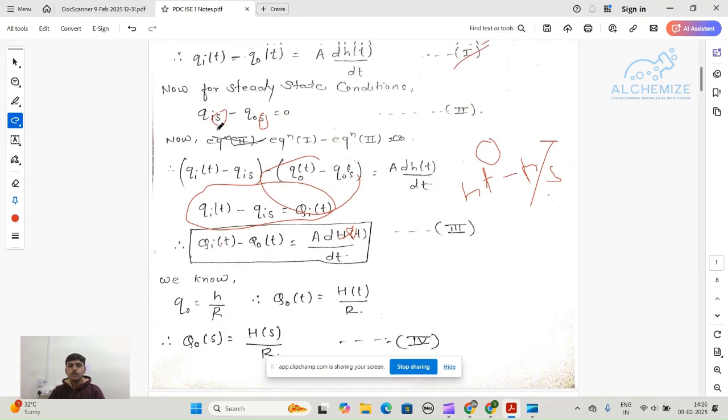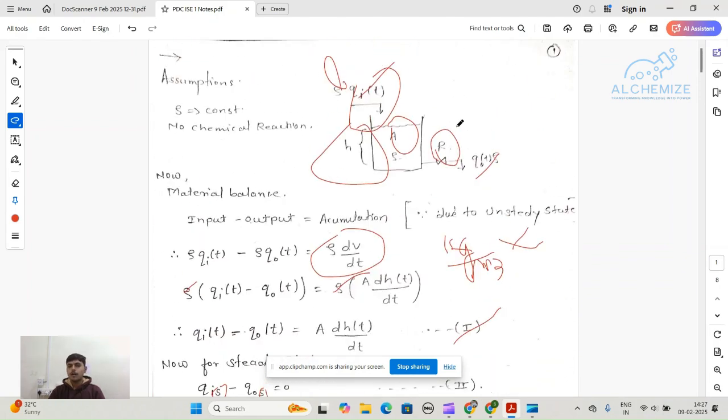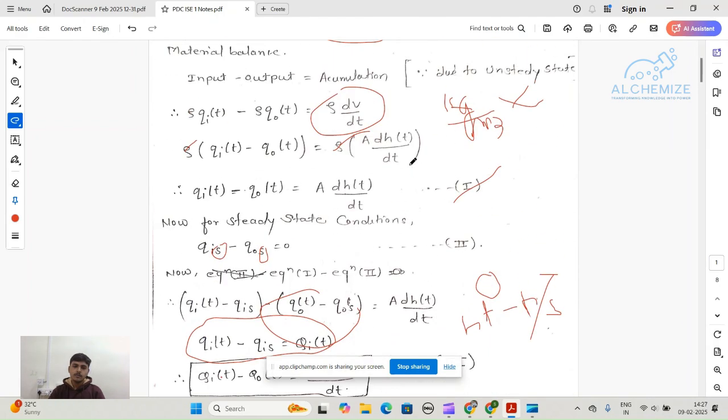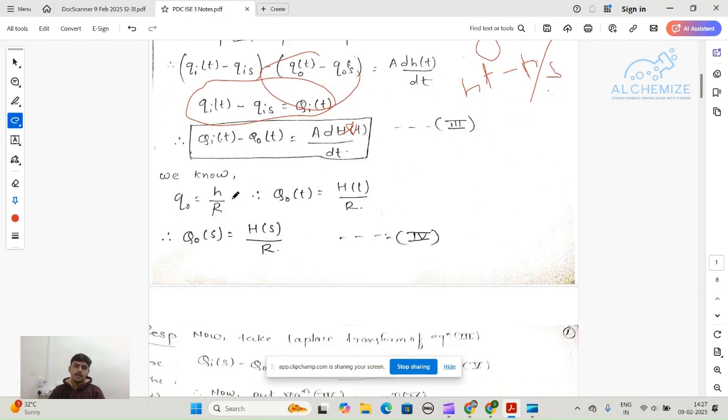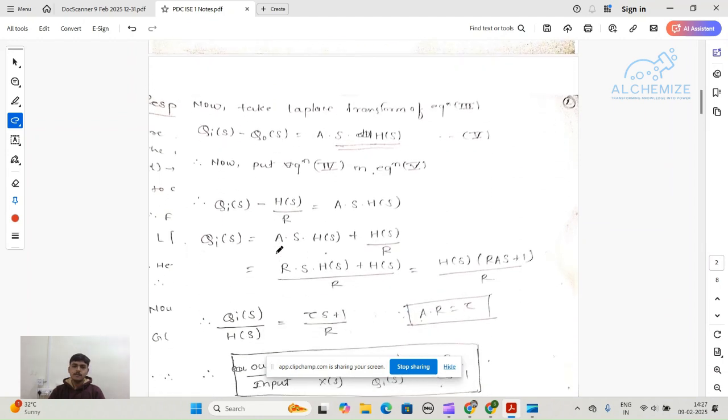And also we know if I want to find the output flow rate, then I have to divide height by resistance, then I will get the output flow rate. So that's why Q naught is equal to H upon R, and I am writing it in the form of capital letters. And if I do the Laplace transform here, so capital Q of S, that is the output, is equal to capital H of S by R.